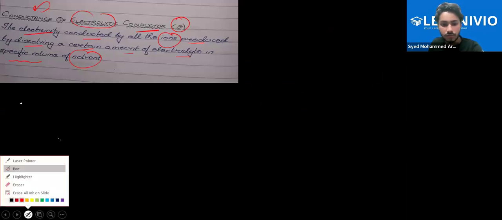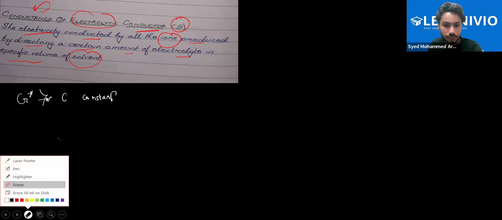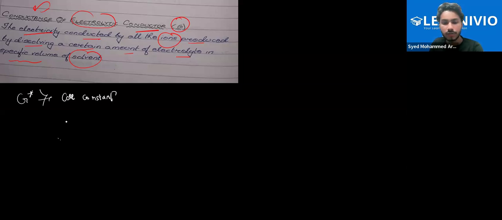Now there is another term which is known as G star. What is G star? It is your cell constant. Cell constant. So what is this cell constant? Cell constant is represented by G star. And how is this cell constant defined?